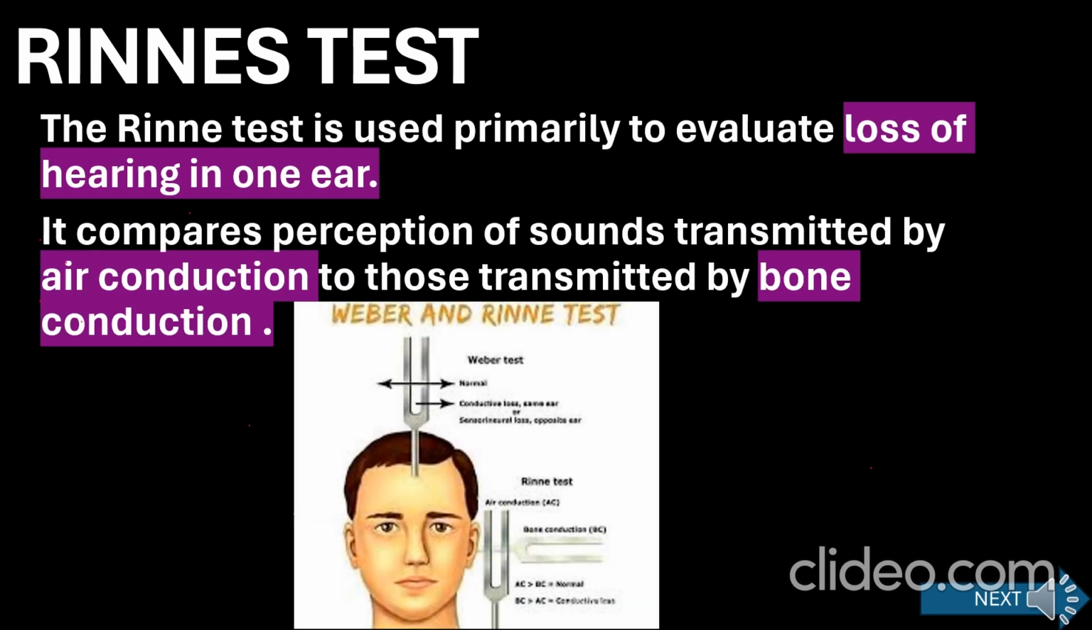Rinne's test. It is used primarily to evaluate the loss of hearing in one ear. It compares perception of sound transmitted by air conduction with those transmitted by bone conduction. See the diagram for fork position for Weber and Rinne's test.